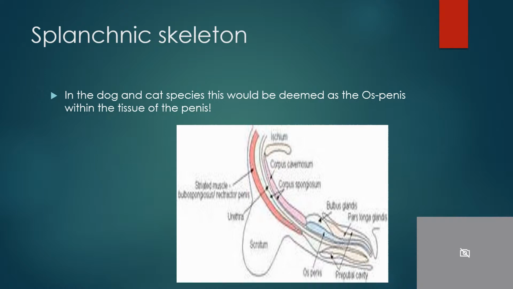Splenic skeleton. So in the dog and cat species, this would be deemed as the os penis within the tissue of the penis.